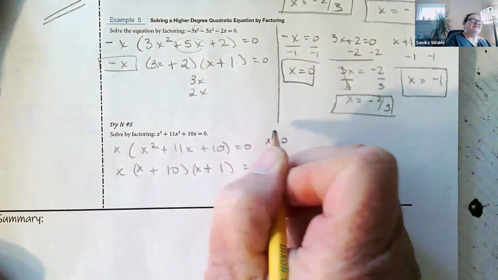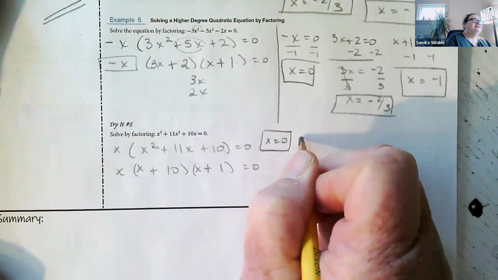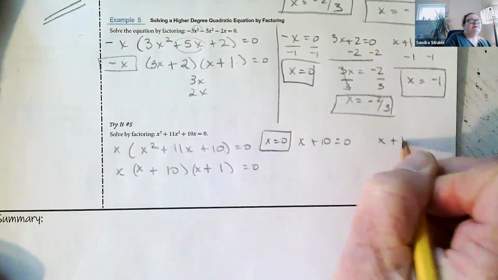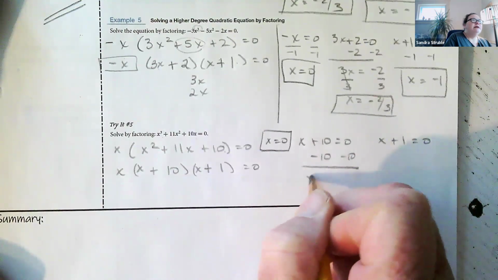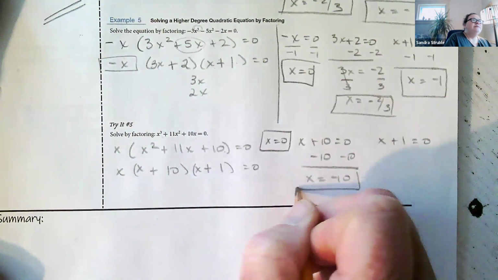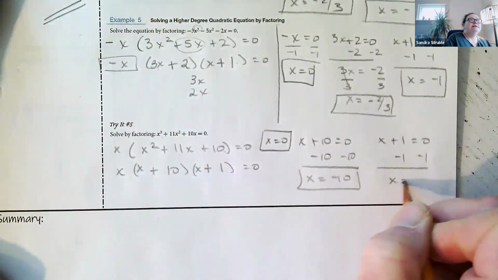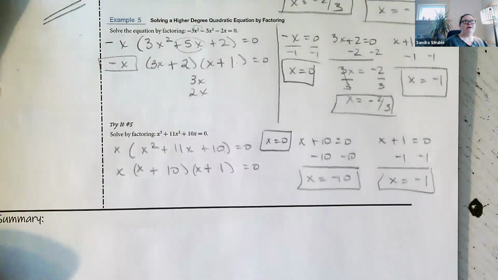Done. There's the first one. We're going to have 3 because there's a 3 here. And x plus 1. Subtract 10 from both sides. X equals negative 10. Subtract 1 from both sides. As is, x is equal to negative 1. All right, let me know if you have any questions.